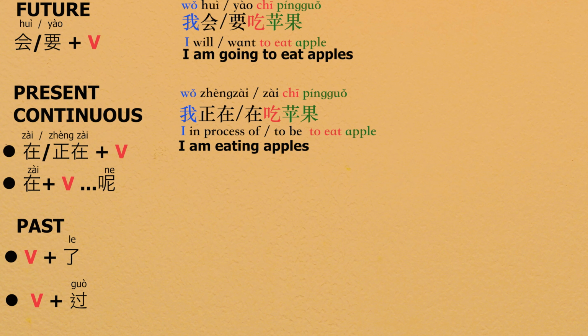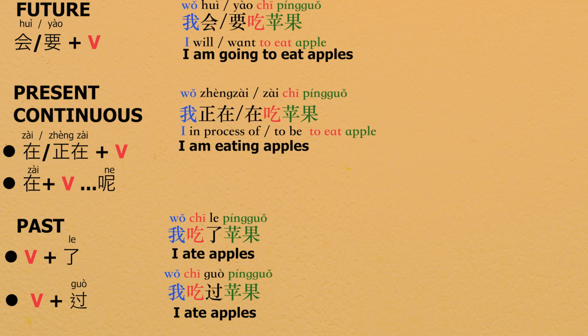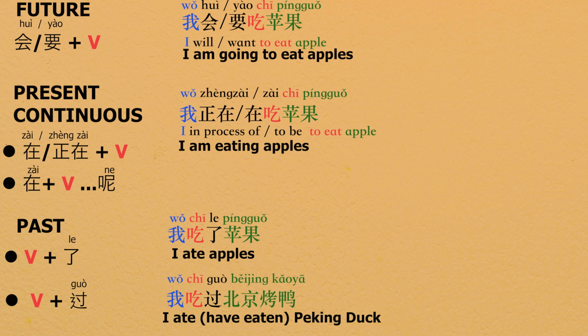The last one is the past tense. To form the past tense, we can use 了 or 过 after the verb. For example, 我吃了苹果. I ate apples. Or 我吃过苹果. But when we use 过, normally, we use it with experiences that we have done. So it should be more accurate to create a sentence like 我吃过北京烤鸭, which means I ate or I have eaten Peking duck. This is an experience in something that we don't do as often.